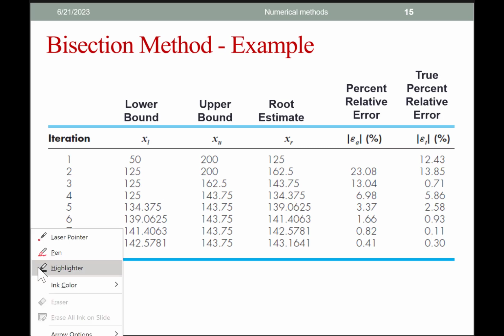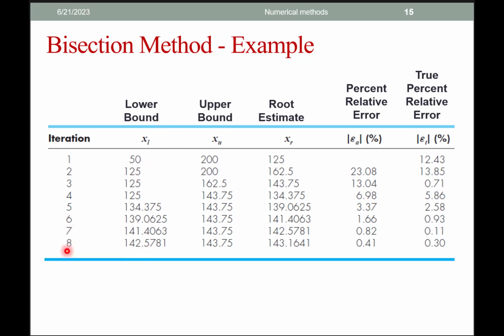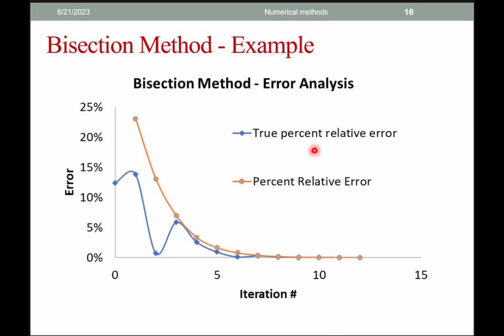Here we have the lower bounds and upper bounds for every iteration up to the 8th iteration. We have the estimated root in each one, and then the percent relative error. As you can see, it's gradually decreasing. The true percent relative error, which compares the values we get for XR to the actual true root, does not necessarily decrease constantly. At the second iteration we got really close to the root, then we went away, then we came back, and so on. Graphically, the true percent relative error and percent relative error look like this. The true percent relative error jumps around before showing convergence, while the percent relative error converges all the way.